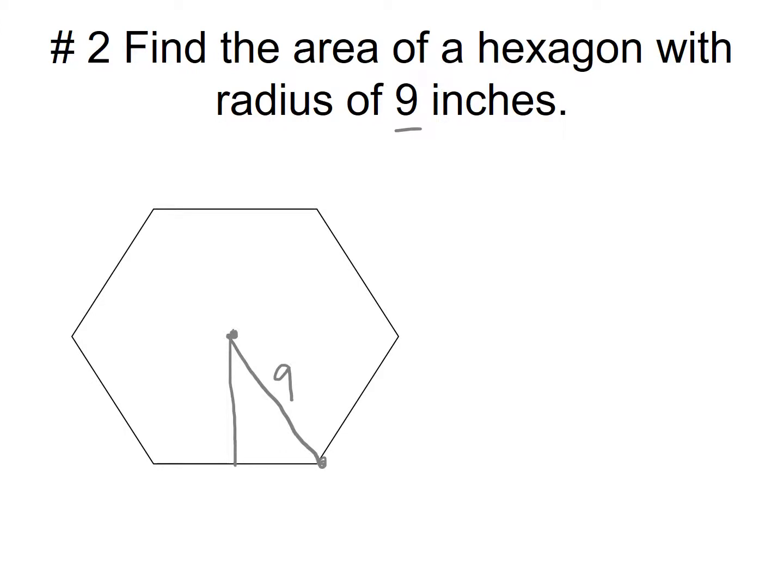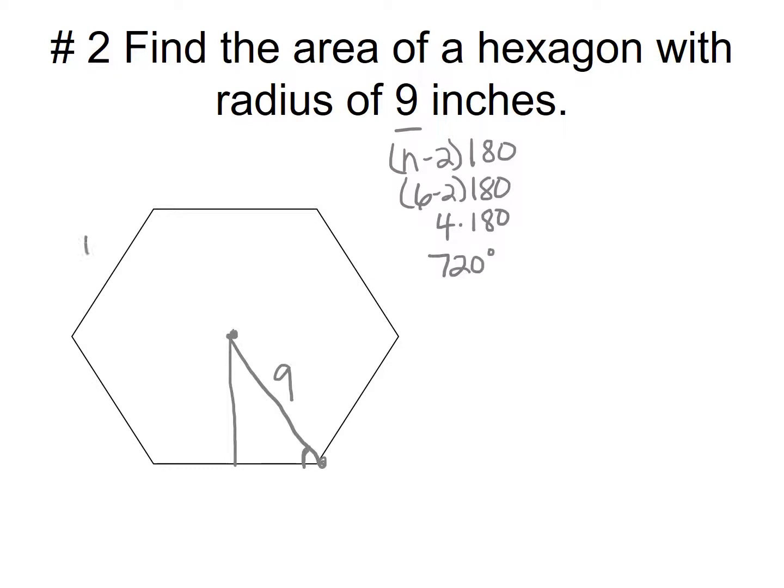Now here we're going to go to finding the interior degrees. So I'm going to go to n minus 2 times 180 because I want to figure out what this bottom angle is so I can find my height. Okay, so n is going to be 6 this time. 6 minus 2 is 4. 4 times 180 is 720 degrees.